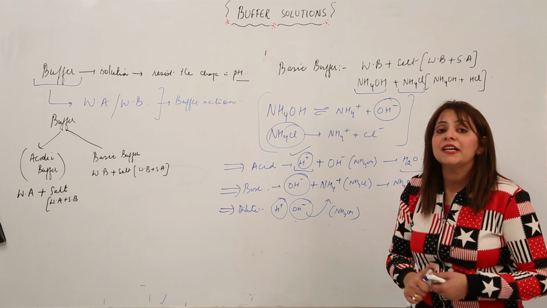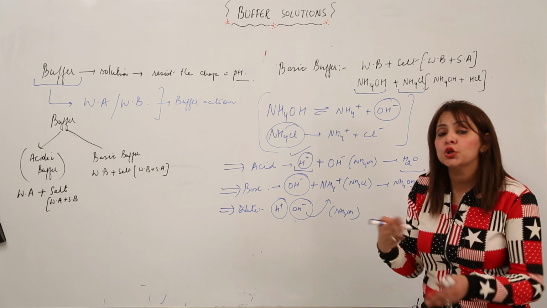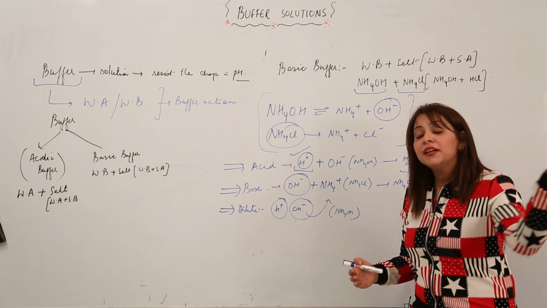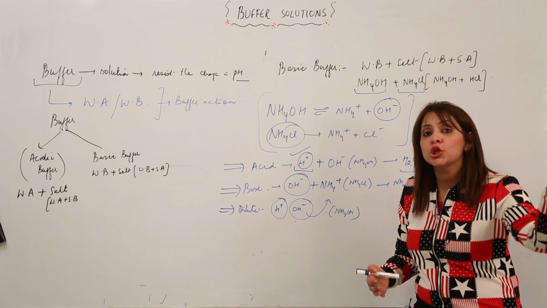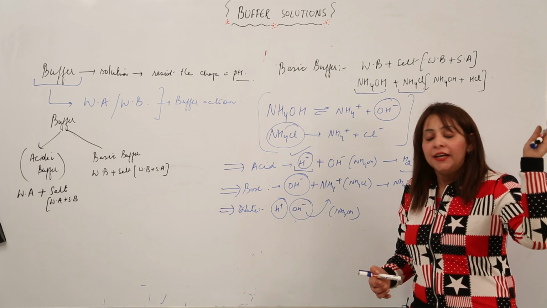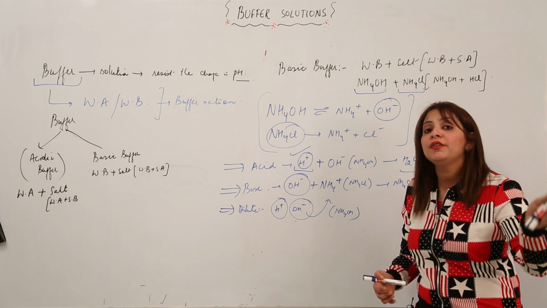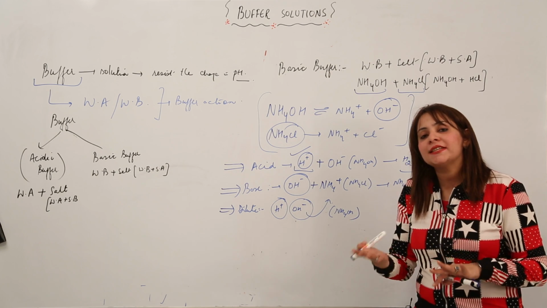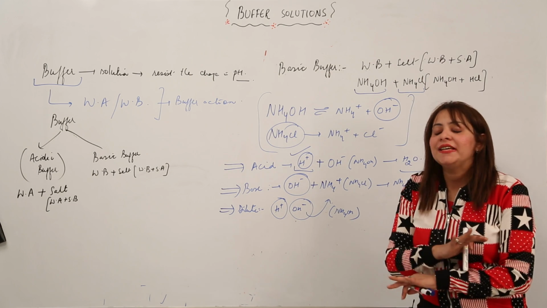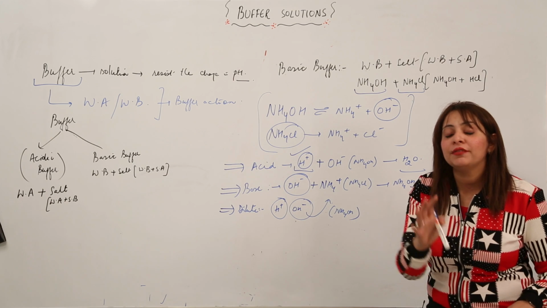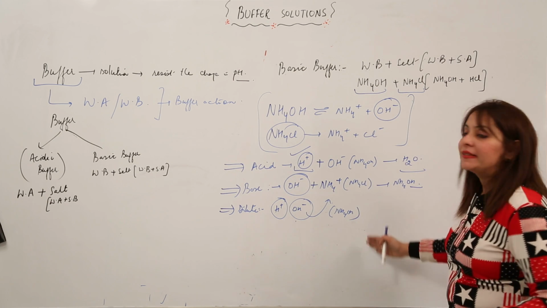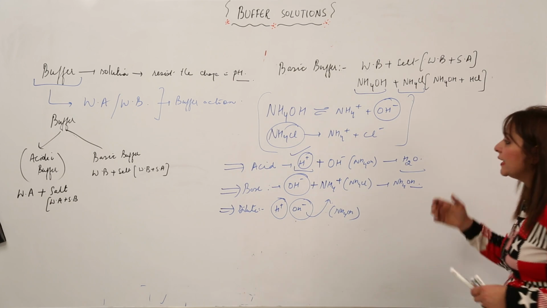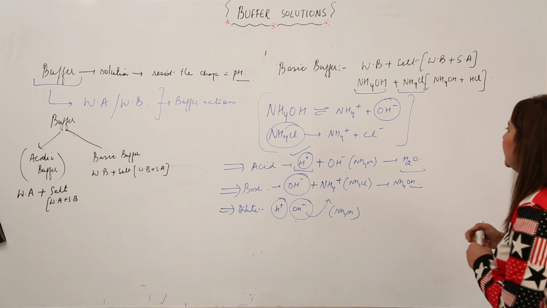The difference is that it is a basic buffer with a weak base and the salt of a strong acid and weak base, whereas the acidic buffer was a weak acid plus the salt of the weak acid with a strong base. The difference lies only in the weak acid or base they contain, otherwise they are similar in all aspects. The buffer action is similar, as you can see here. Now let us look at the pH again for this basic buffer.